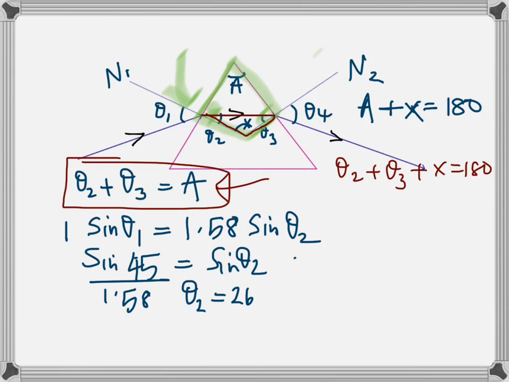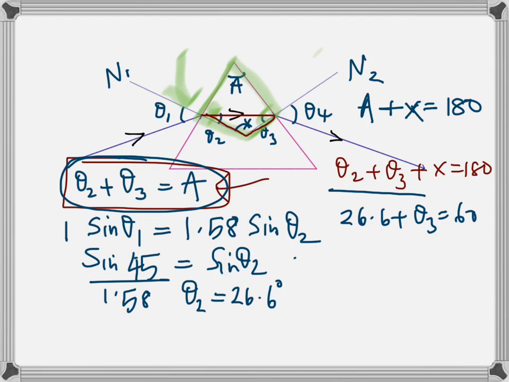26.6. Okay, 26.6. Now use this equation, not this one. Can you find theta 3? Yes, okay. So now you go 26.6 plus theta 3 is 60, or what did you say? 33.4 degrees. Now can you use Snell's law back here at the second phase? And you get your answer.